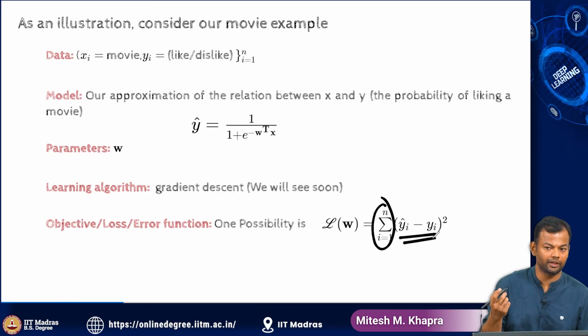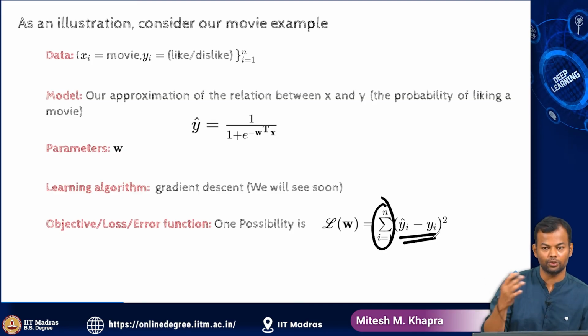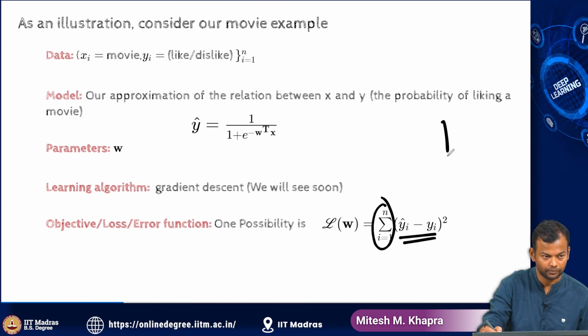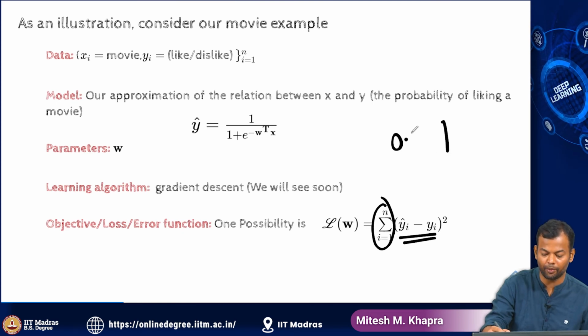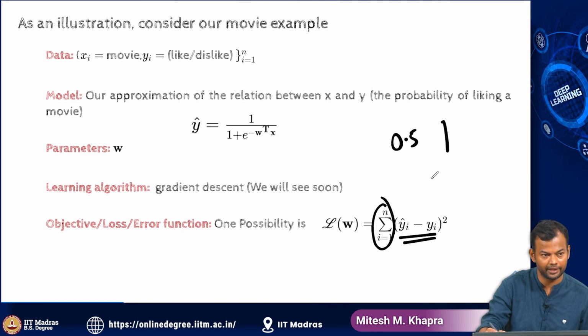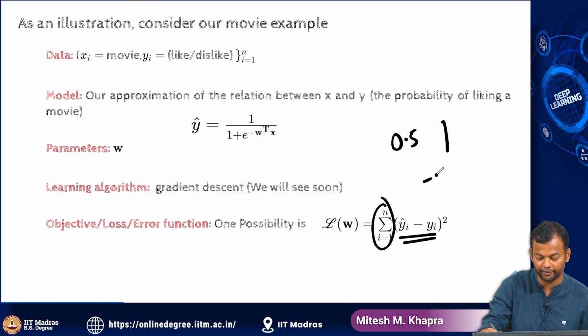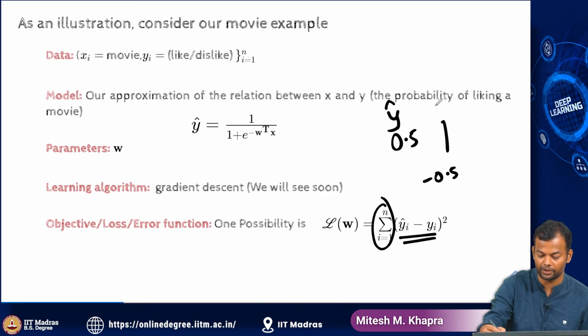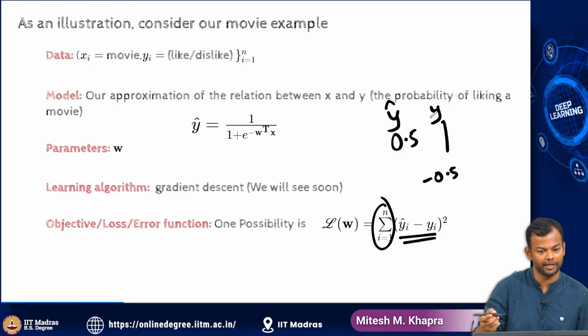Why do we take the square of the difference? So that the positive errors don't cancel the negative errors, right? Suppose I wanted the value to be 1, and it predicted 0.5. Then my error is minus 0.5. This was y hat, this was y. So y hat minus y is minus 0.5.